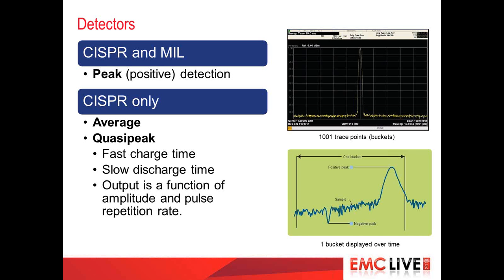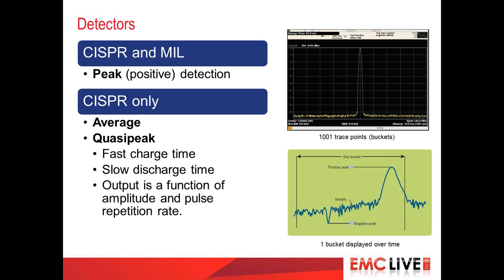Quasi-peak was developed to characterize the annoyance of the signal. Now imagine listening to a radio and you hear some popping. Pop, pop, pop. That's annoying, but you can still listen to your favorite radio station. You can still get information from that. But imagine you were listening and you heard 60 pops a second. Well, that's no longer usable. And quasi-peak was invented to characterize that annoyance factor.